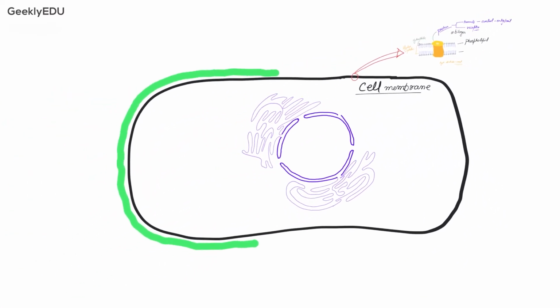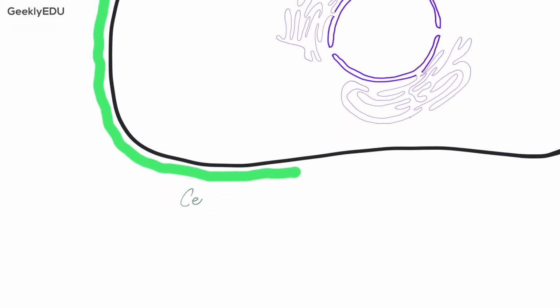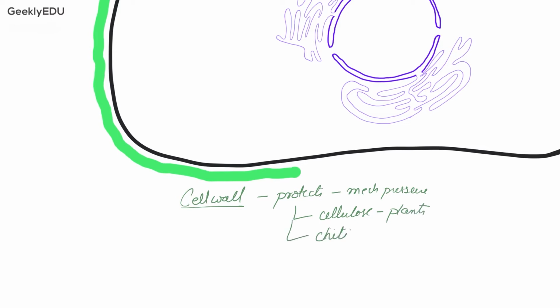Now, in some of the eukaryotic cells, besides a cell membrane, we also have a cell wall. A cell wall is an extra protective layer that grants the cell protection against osmolarity changes. So it protects the plant mechanically, against mechanical pressure. Now this cell wall is made up of different substances in different organisms. For example, it is made up of cellulose in plants and even in algae, whereas it's made up of chitin when we talk about fungi, right?